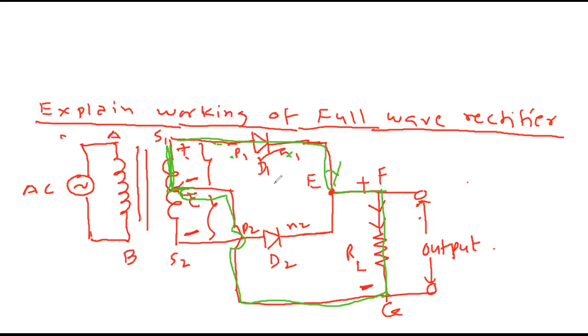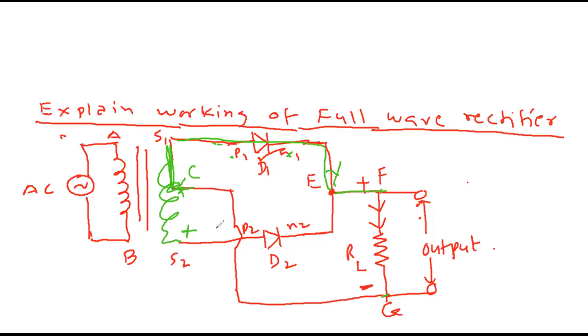But when S1 is negative, this becomes negative. So what about the output for positive S1? What happens to the output in this cycle? Output is across this, going from F to G. Okay.